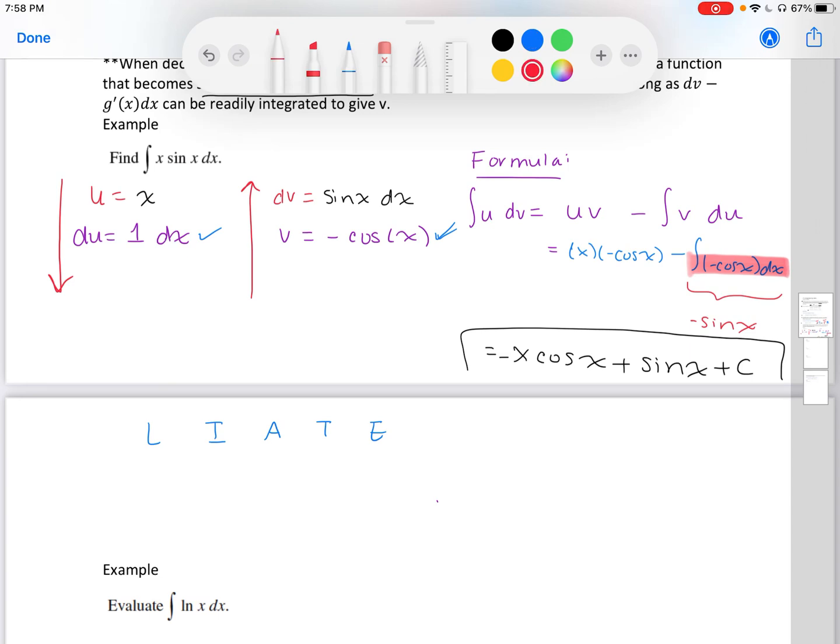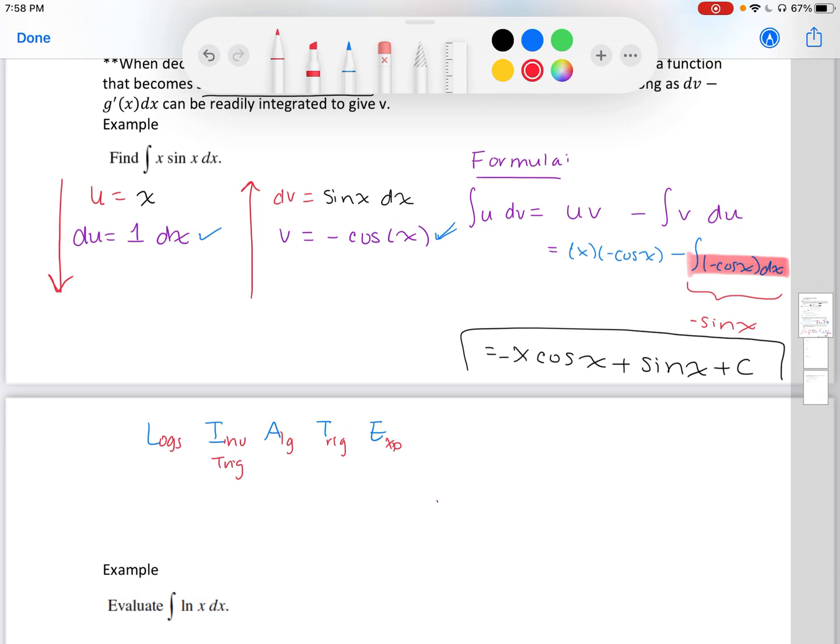So L stands for logs, I stands for inverse trig, like sine inverse, cosine inverse. A stands for algebra, like an algebraic expression. T stands for trigonometry, like sine, cosine, tangent. And E stands for exponents.